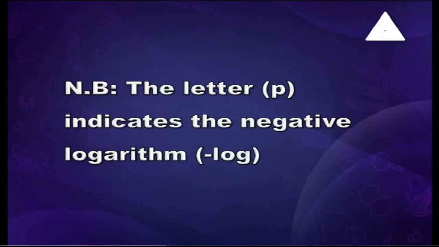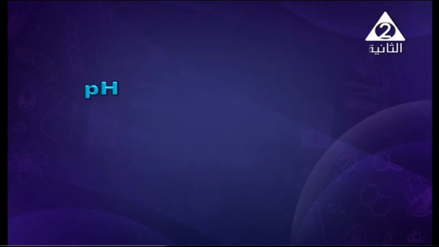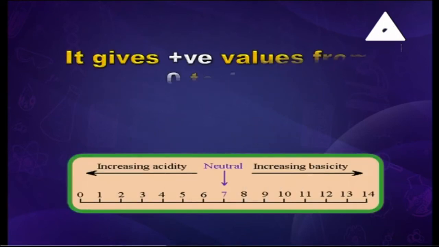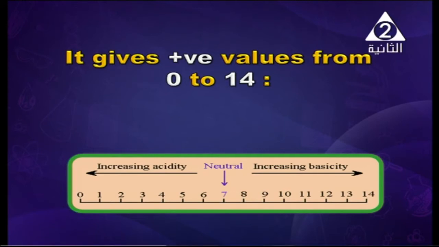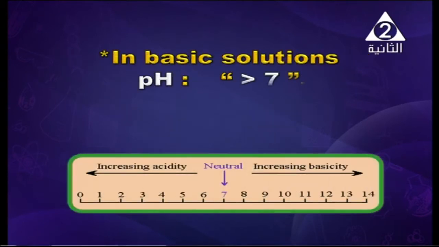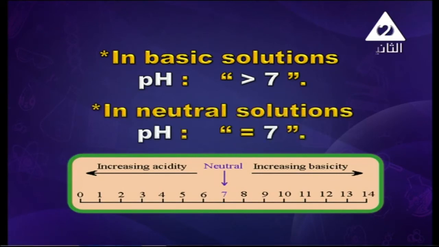My dear student, notice that the letter p indicates the negative logarithm or negative log. So my dear student, pH equals negative log of hydrogen ion concentration, so equals negative log also of hydronium ion concentration. And it gives positive values from 0 to 14 as shown on the screen. So in acidic solution pH is less than 7, in basic solution pH is greater than 7, and in neutral solution pH equals 7.